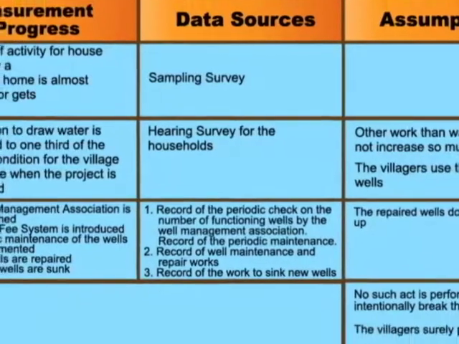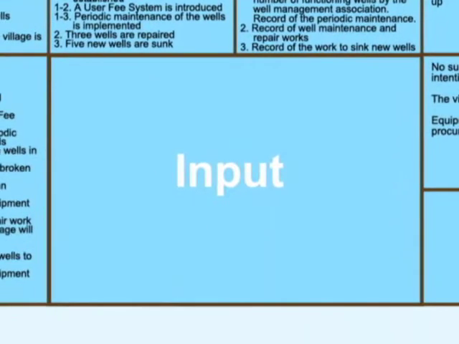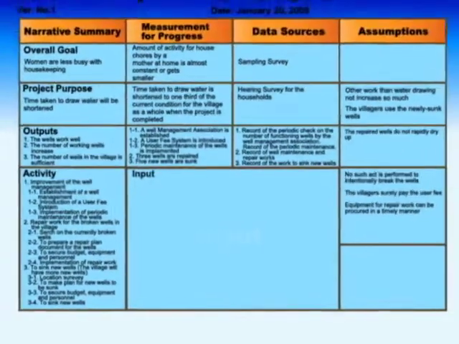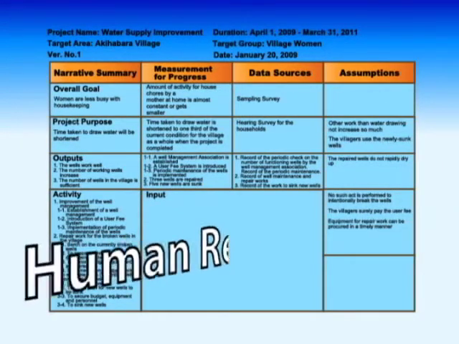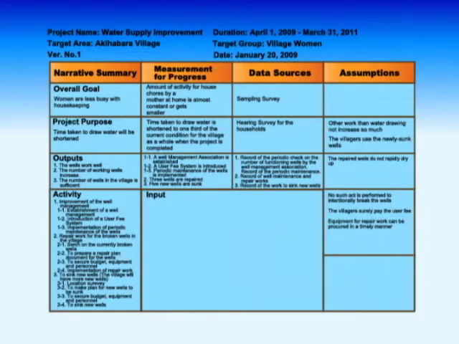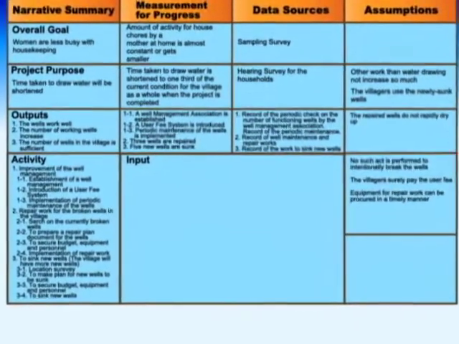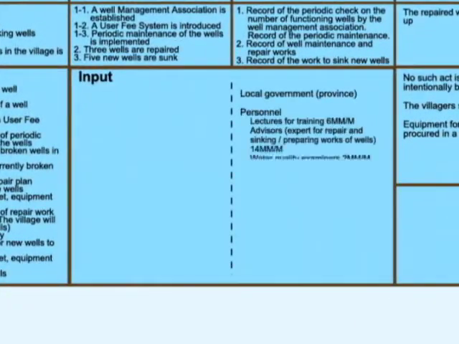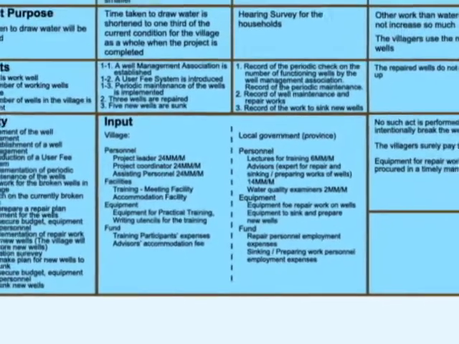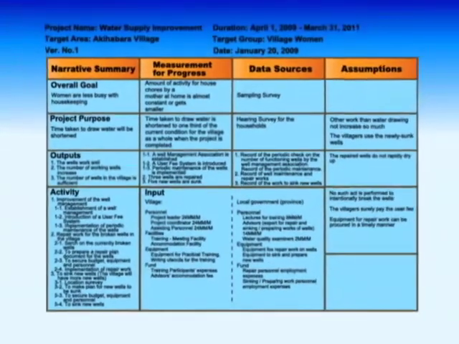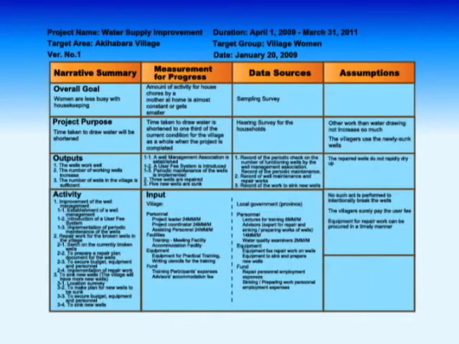After the data sources, let us go on to input, which is in the center of the bottom. Input should have injection plans for necessary resources to implement each activity. Description should be separated for donors and recipients and be in detail, including human resources, materials or equipment, and operating cost.